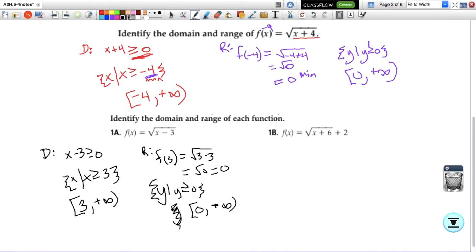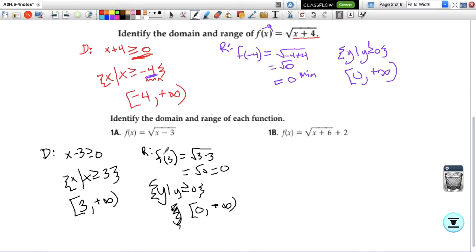All right, so for our first one here, if you take a look, for our domain, I took my radicand. I said it has to be positive, so it has to be greater than or equal to 0. I solved for it. That became my inequality in set builder: x must be greater than or equal to 3. Then I put it in interval notation. If x has to be bigger than 3, then 3 would be a minimum. It can equal it, and it's going to continue out to positive infinity.